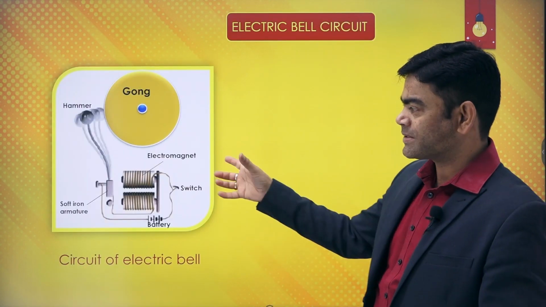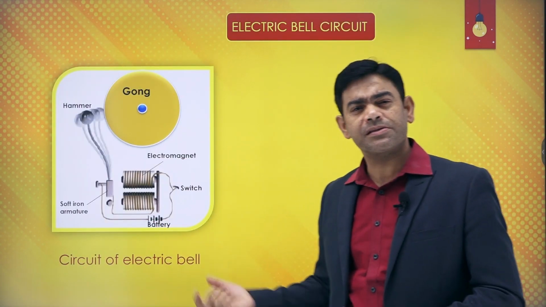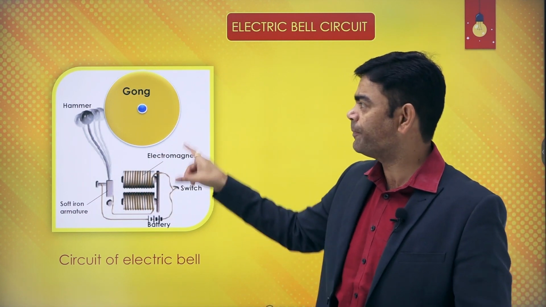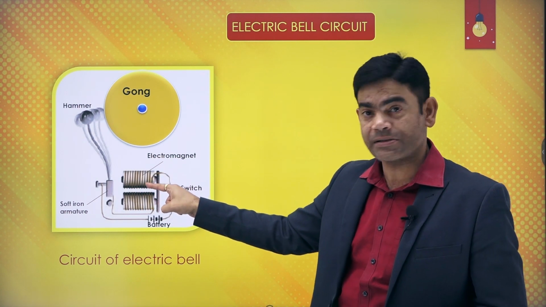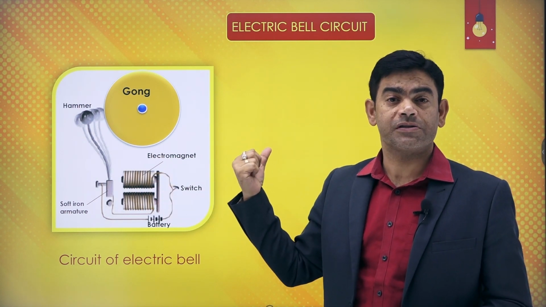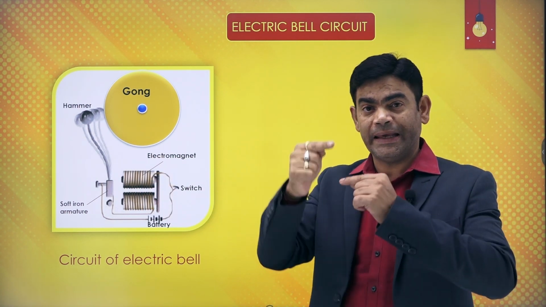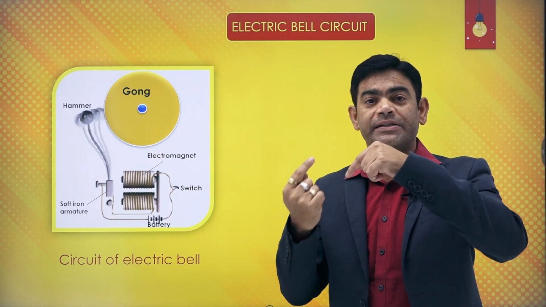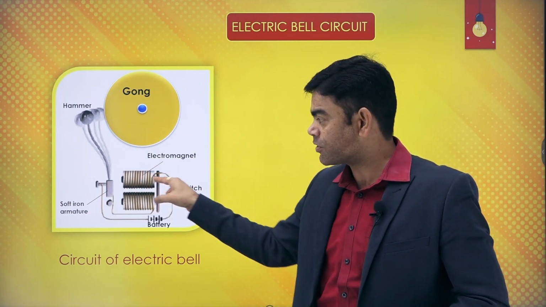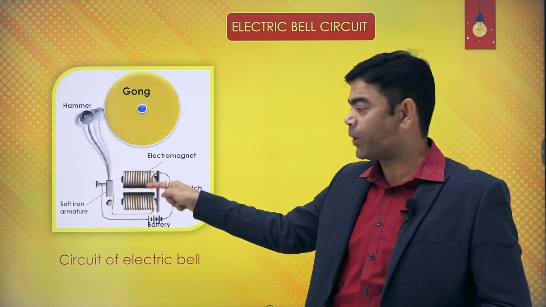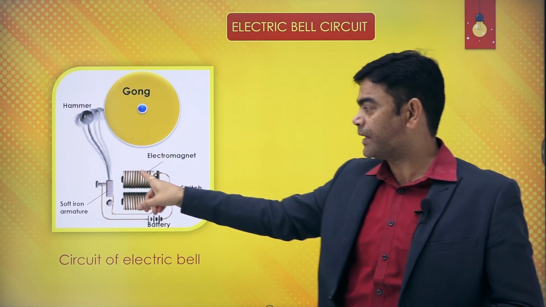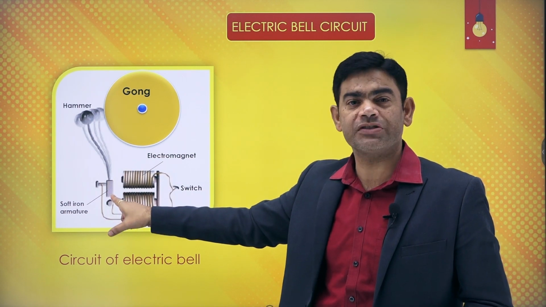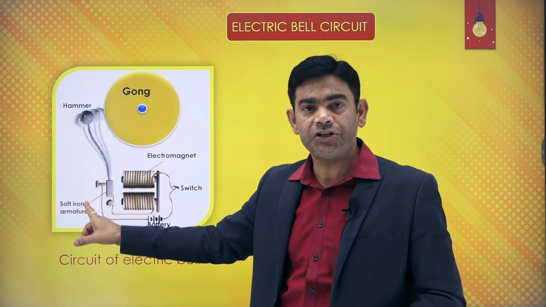So the basic diagram, the basic circuit of an electric bell, you can see over here the gong, the hammer. We have the electromagnets, what we saw in the previous slide, a nail around which wires are wound. Same way we have a soft iron core on which the wires are wound, which behaves like an electromagnet, okay. And then there is a soft iron plate which we call the soft iron armature.